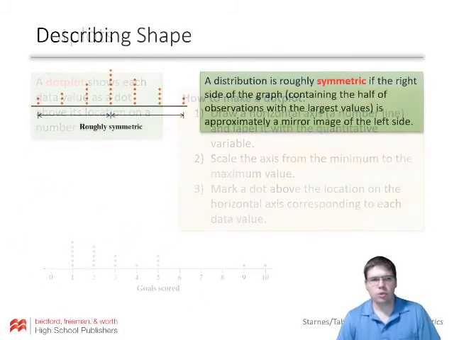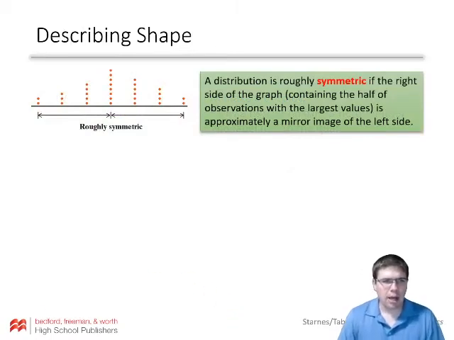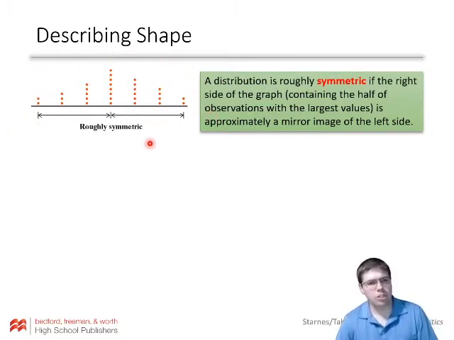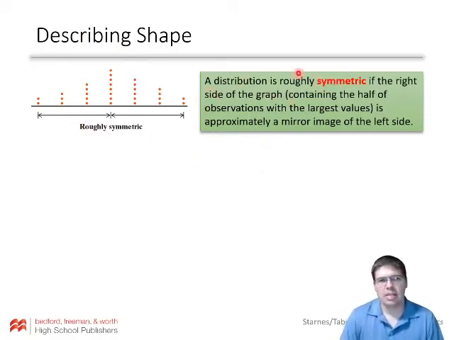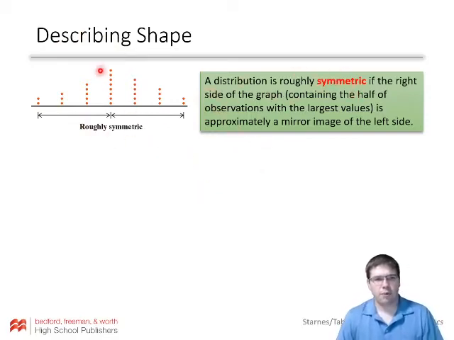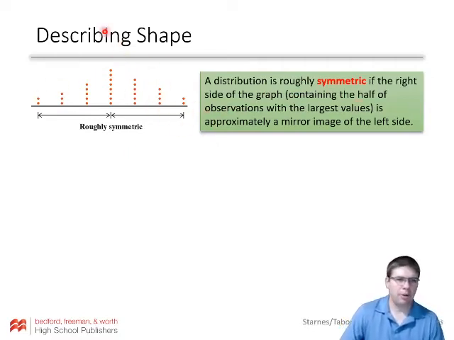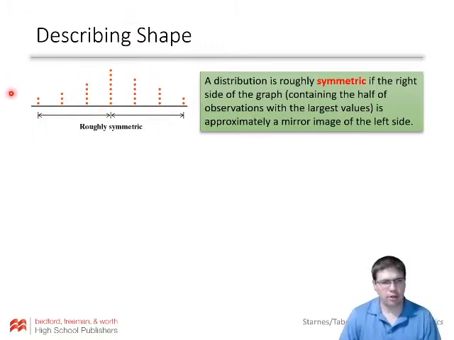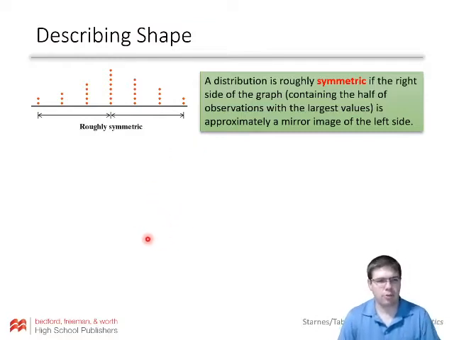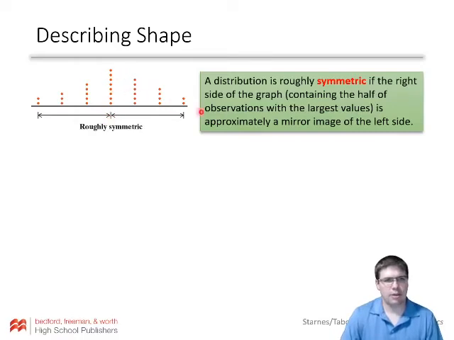Now if we want to describe the shape of a distribution, we see how those things stack up here. There's a shape showing up, and we want to be able to describe that shape. A distribution is roughly symmetric if the right side of the graph, the half containing the observations with the largest values, is approximately a mirror image of the left. So that's one word you can use. We'll add other words in a moment and continue to add some throughout the year. But symmetric in shape is one thing you could describe this as.